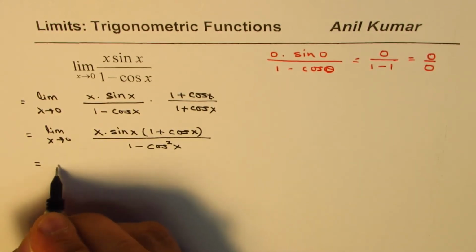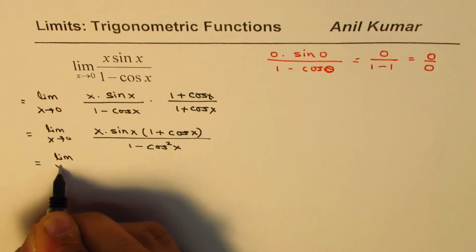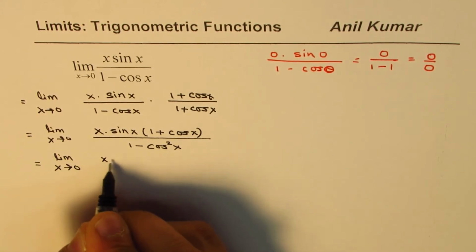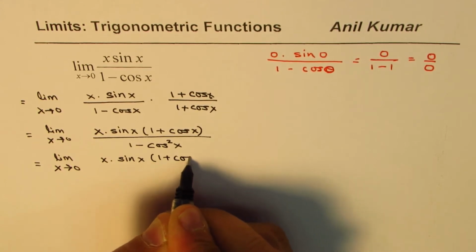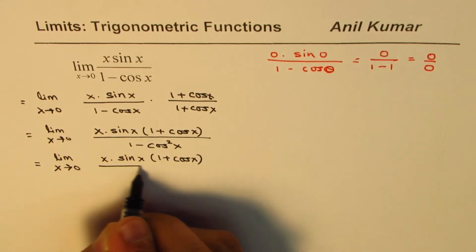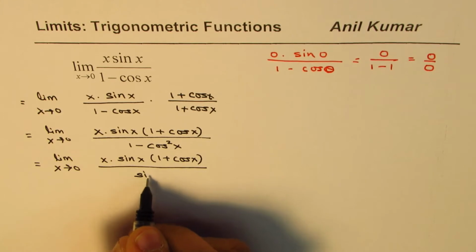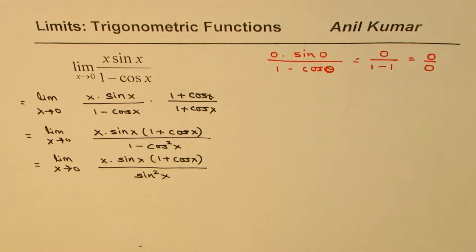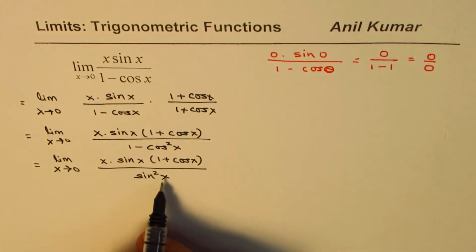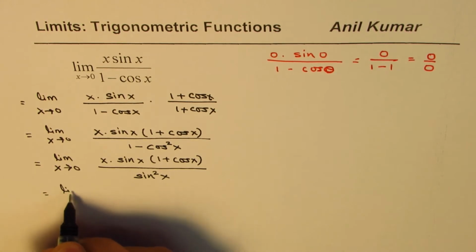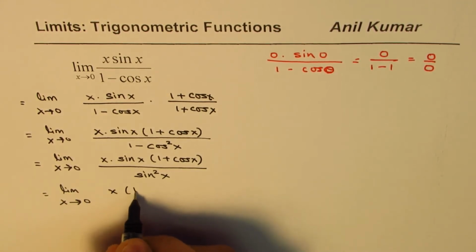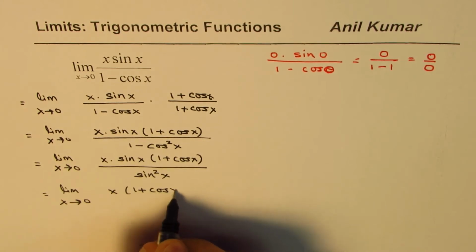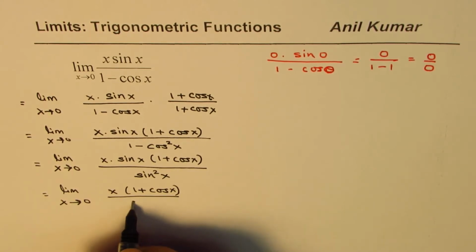Now we could write this denominator as sine square x. We have x sine x times 1 plus cos x divided by sine square x. Sine x and sine x cancel out, so we could simplify this: limit as x approaches 0 of x times 1 plus cos x over sine x.